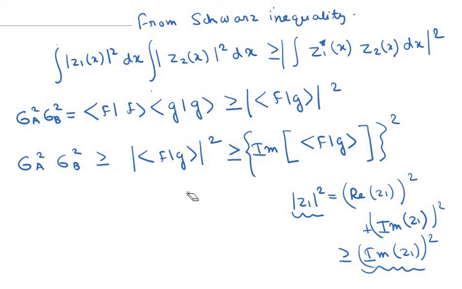Okay, so similarly, since this is a complex number, the square of the mod of this number is basically greater than or equal to the imaginary part of this number square. Okay, so let me rub it here.